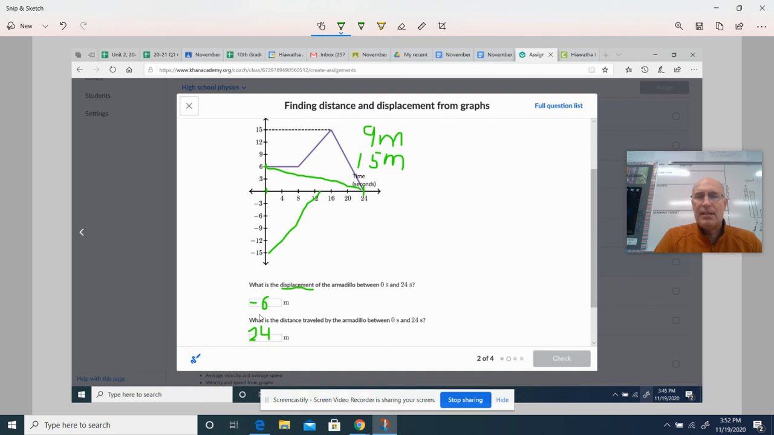And make sure that you don't have any sign on distance, because distance is just the entire length of the path, and it's always positive. It is a scalar, not a vector.